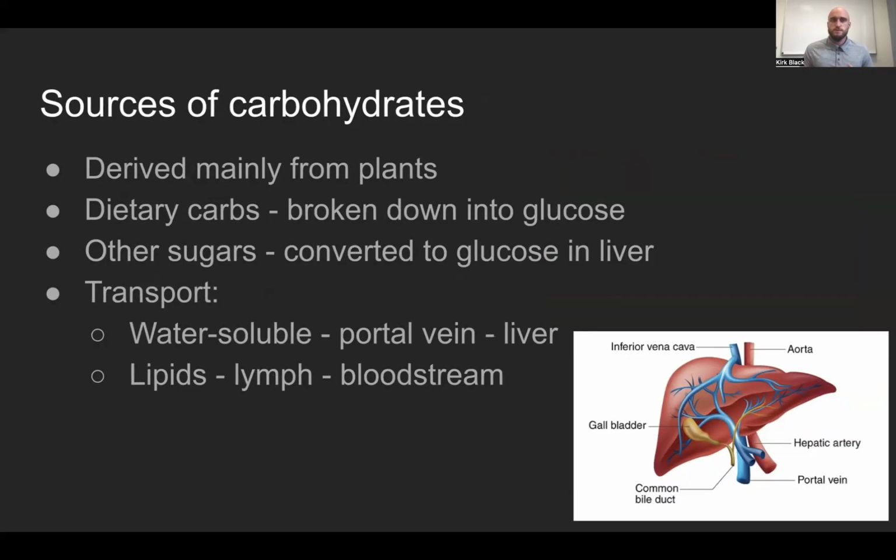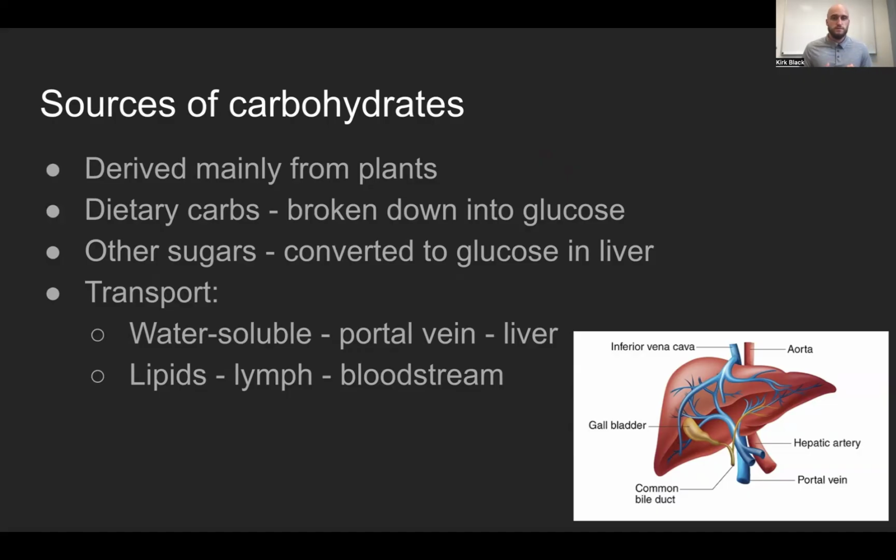Now, we know why they're important. So, what are the sources of carbohydrates? Where do they come from? Well, they are derived mainly from plants. When I say plants, I mean fruits, I mean vegetables, and I mean grains, something that we eat regularly, things that we can easily eat and get nutrients from. So, dietary carbs that we eat from these plants are broken down into glucose, but it's not initially.